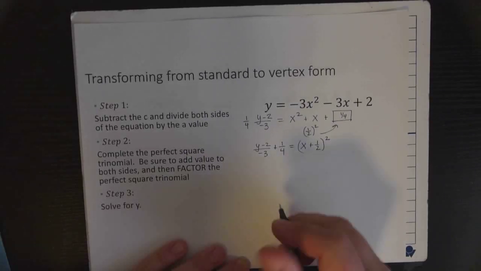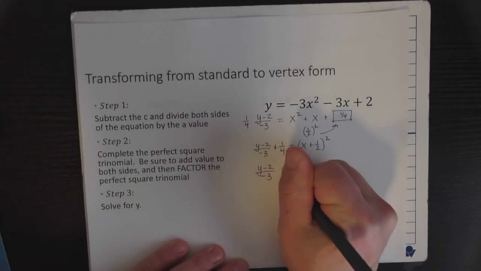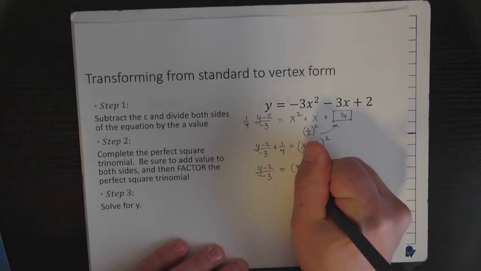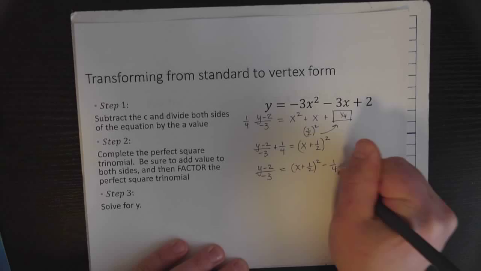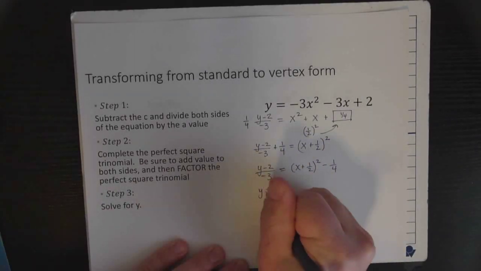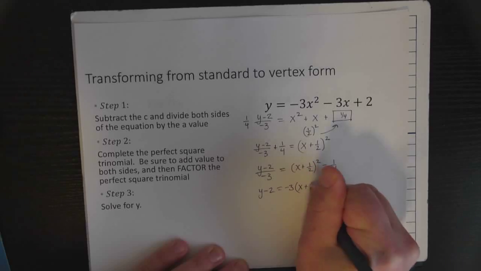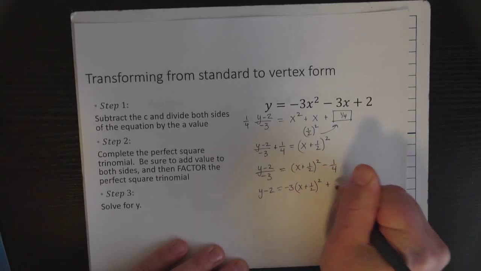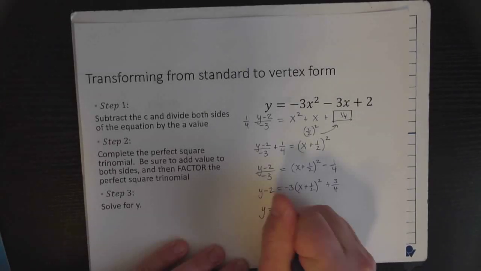Step 3, solve for y. y minus 2 over negative 3 equals x plus 1/2 squared minus 1/4. Multiplying everything by negative 3. Adding 2 to both sides.